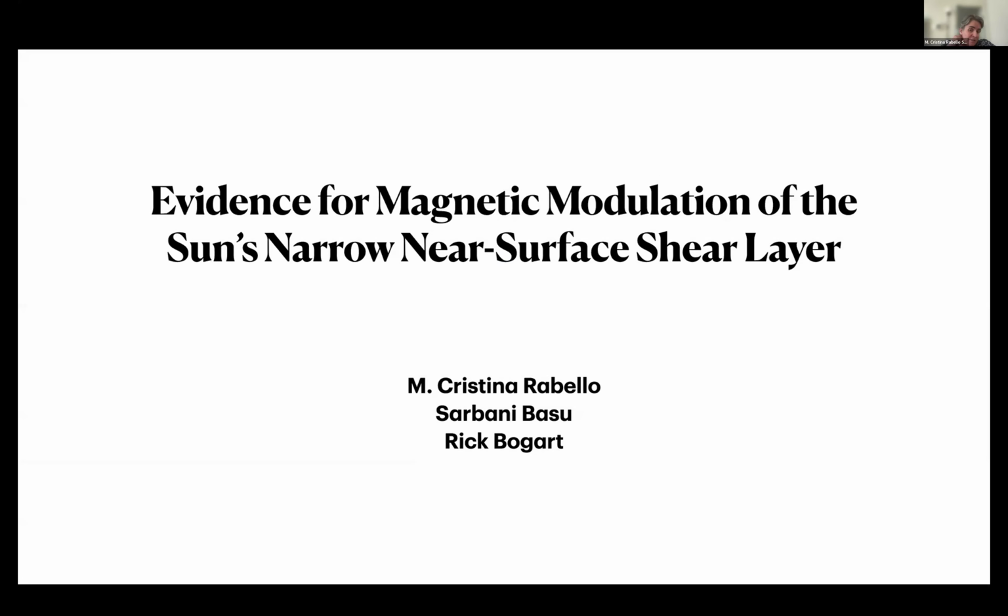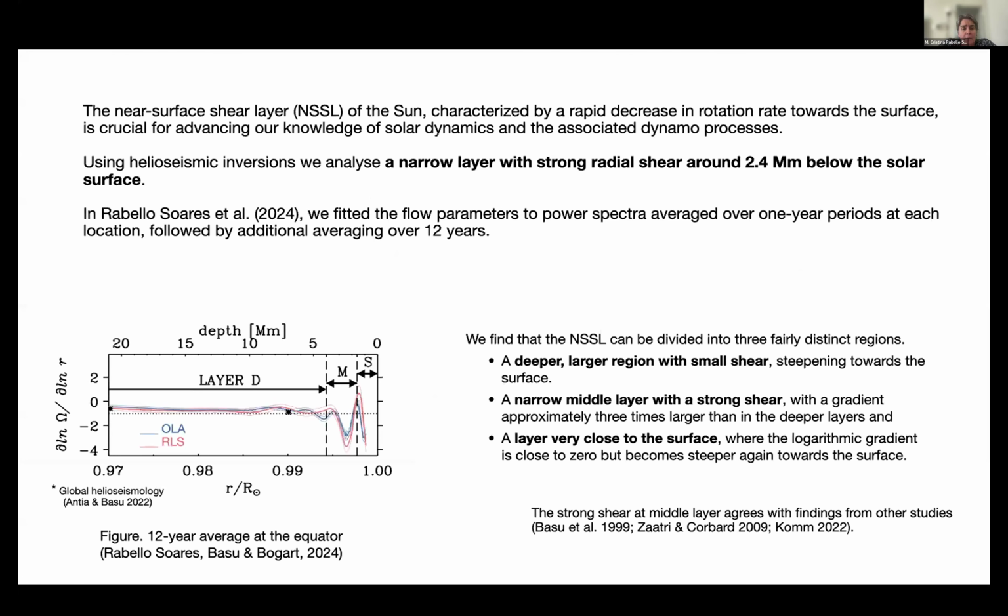Thank you. So this is our work with Sarbani and Rick Bogart. Previously, we published a paper last year where we looked at the 1-year power spectra and then averaged the fitted power spectra to have an inversion of 12 years of data. This is because to do the inversions, you have a problem with error correlation. So the error in the fittings appears as oscillations in the solution. So when you calculate the shear, this becomes a real problem.